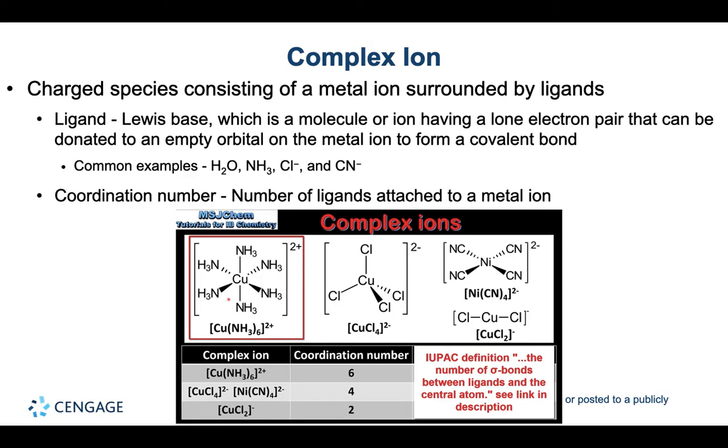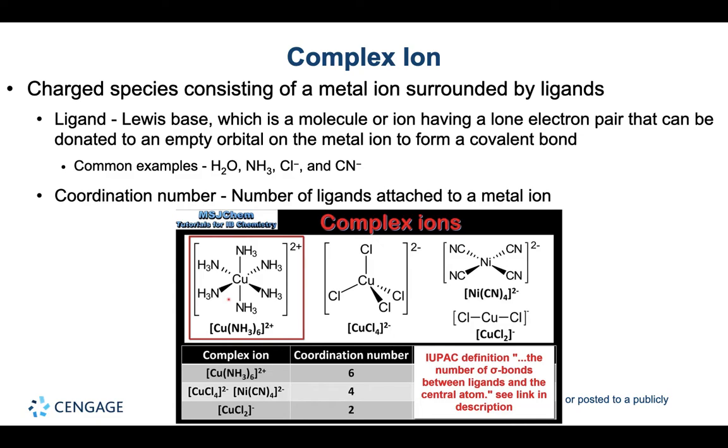So a complex ion is when you have a metal ion and then it's surrounded by molecules or other ions to create a charged combination. So you have these charged species consisting of a metal ion surrounded by various ligands. We call the things that are sticking to the metal ion ligands, L-I-G-A-N-D. So there's a new vocabulary word. Ligands always have one thing in common.